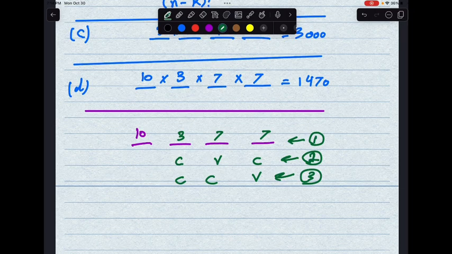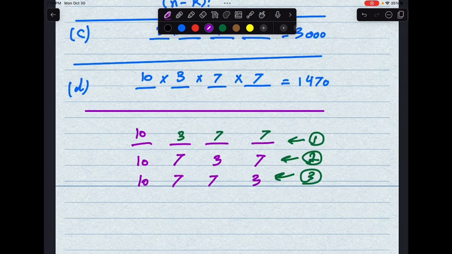For the second one, which has consonant, vowel, and consonant, again we have 10 for the first letter, 7 for the second letter because it can be a consonant, and then 3 for the third, and 7 again, consonant, for the last one. What about the third situation, which is consonant, consonant, vowel? Again, the first letter is 10, 7 here, 7 here, and the last one can be the vowels, which we have 3 letters, so it can be 3.